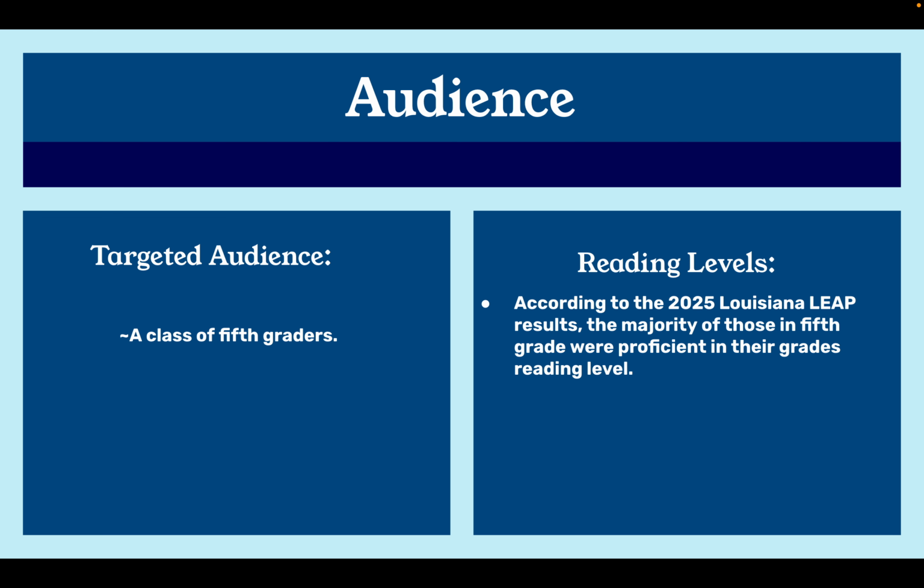According to the 2025 Louisiana LEAP results, the majority of those in 5th grade were proficient in their grade rating level. Additionally, when looking at the LEAP score/level, there was an average in the 40s, with the test maxing out at 50. So many students were honestly very close to maxing out on their score, and many actually did.